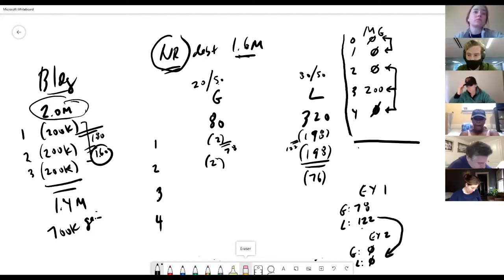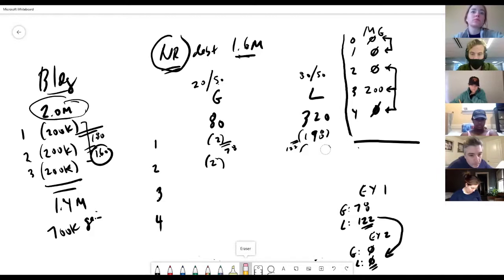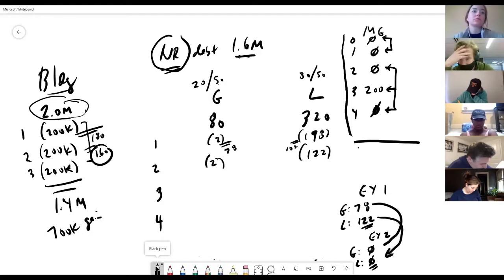L is going from 122 to 0. Well, that reflects the 122 that's allowed to him. That has alternate economic effect. So we know what he gets: 122. G goes from 78 to 0. Now he gets 2 under the agreement. The missing 76 is that allocation that gets shifted from L to G.